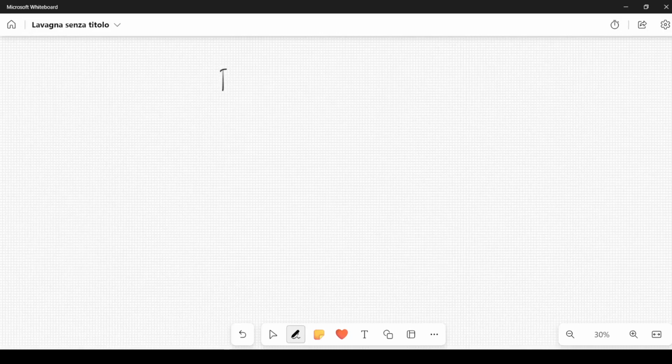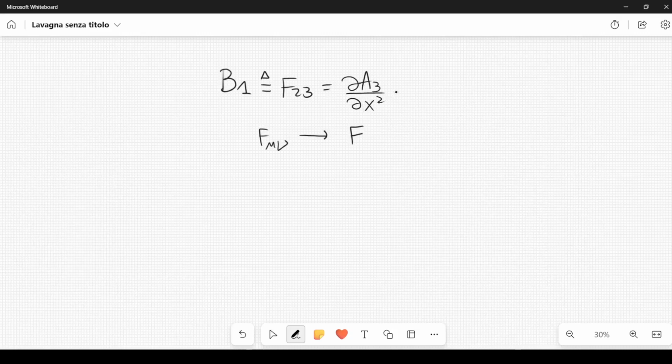In particular, we have defined the first component of the magnetic field to be equal to F_23. So remember that F represents the electromagnetic tensor, in particular F_μν. Then we also define the two-form F associated to F_μν. And F_23 gives us the first component of the magnetic field. And this is equal to ∂A_3/∂x^2 minus ∂A_2/∂x^3.